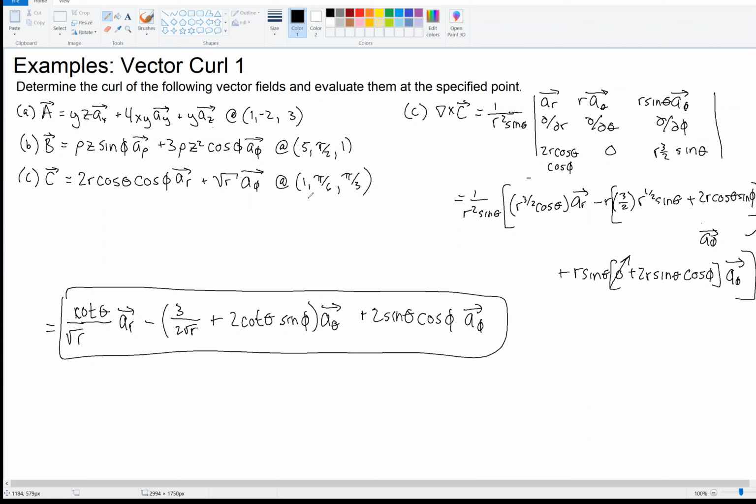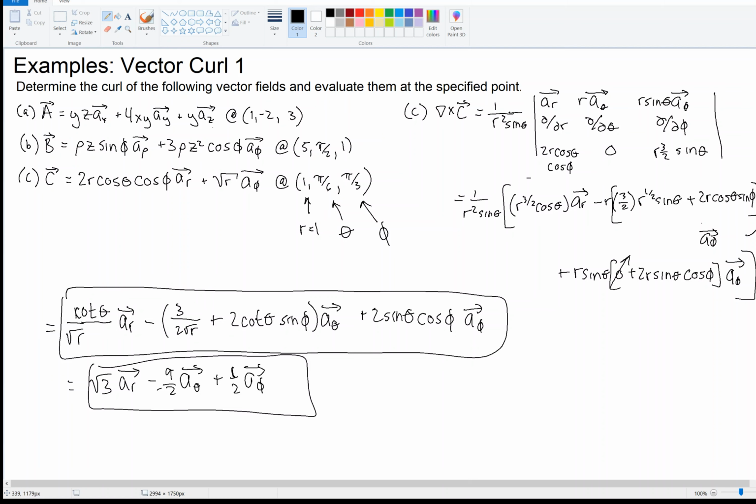So then I evaluate it at r radius of 1, right, and a theta of pi over 6, and a phi of pi over 3. So when I do that, when I put everything in there, I get the square root of 3 in the r direction, minus 9/2 in the theta direction, plus 1/2 in the phi direction. And that's all there is to it. That's the answer.